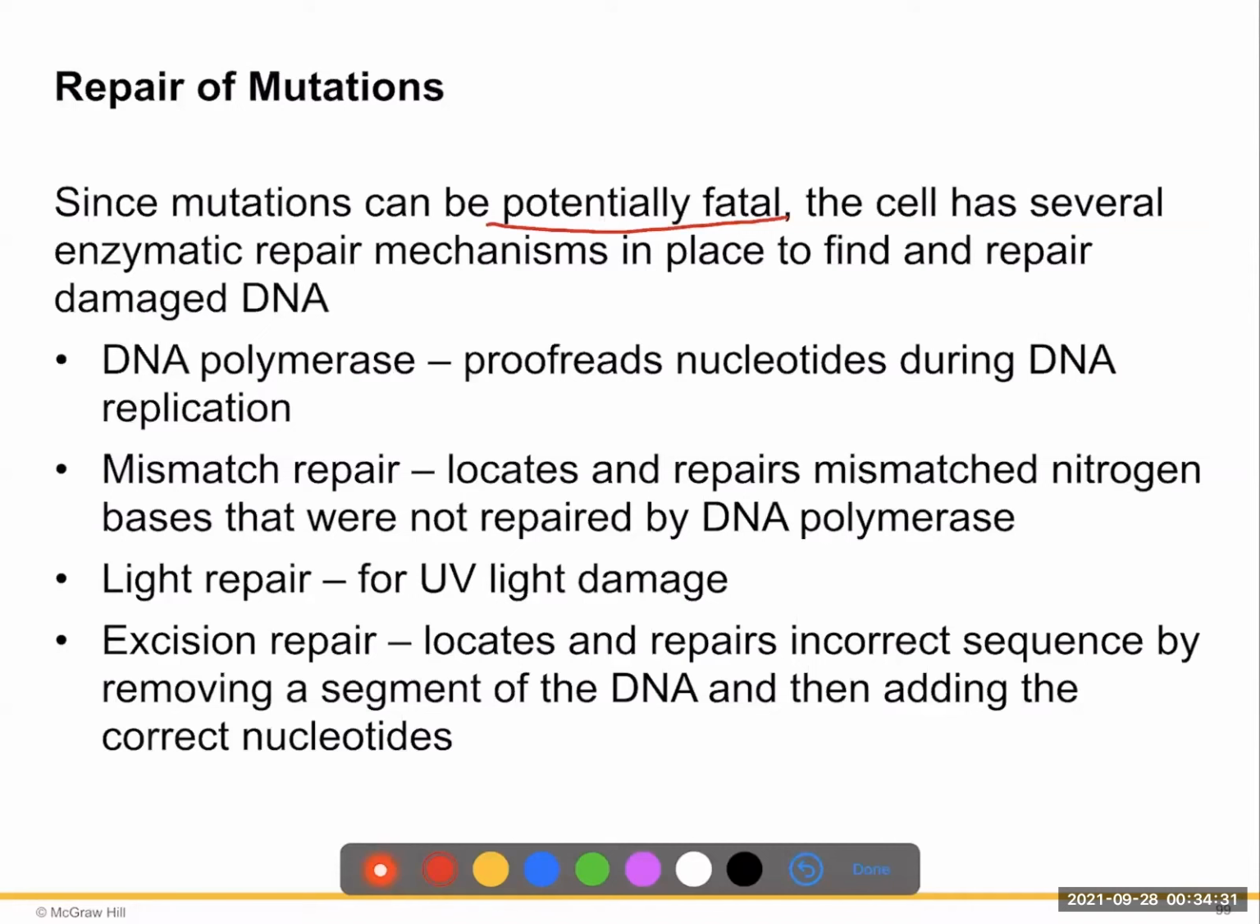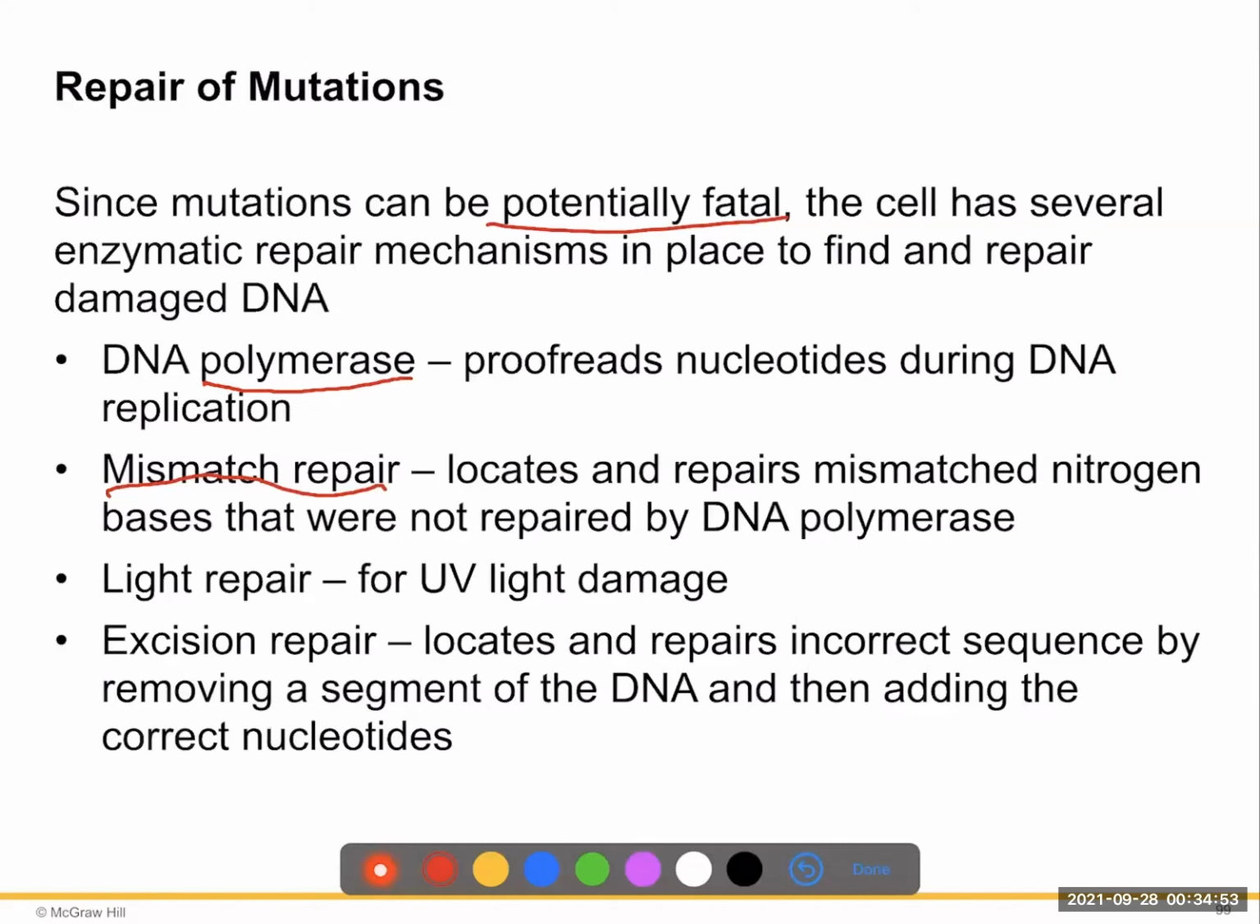DNA polymerase, one of our enzymes, proofreads nucleotides during DNA replication to help make sure we don't miss one and get one off that we're not supposed to. It checks it. We have mismatch repair. It locates and repairs mismatched nitrogen bases that were not repaired by the DNA polymerase, like a backup system.